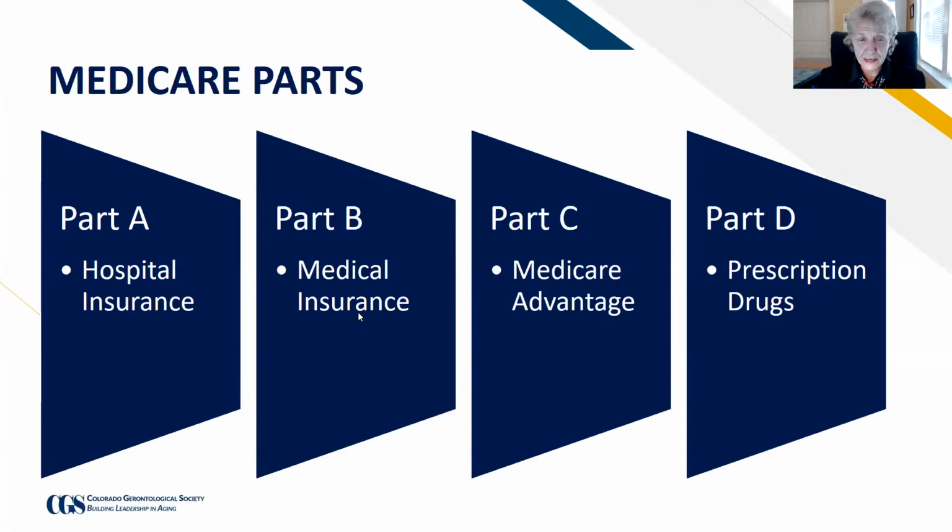Medicare Part B is what they call medical insurance. This includes things like doctor's visits, labs, x-rays, emergency rooms, durable medical equipment, ambulances, preventive services such as immunizations. All of those things come under Medicare Part B. Medicare Part C then is a Medicare Advantage plan.